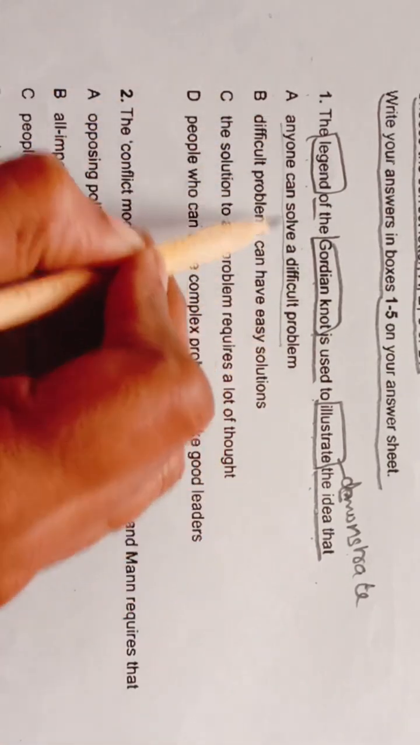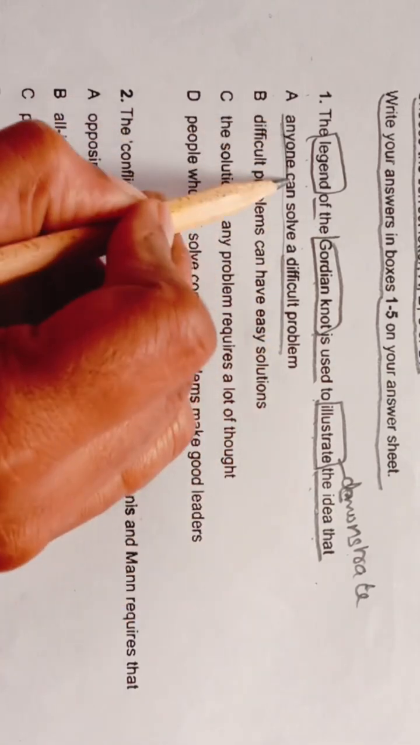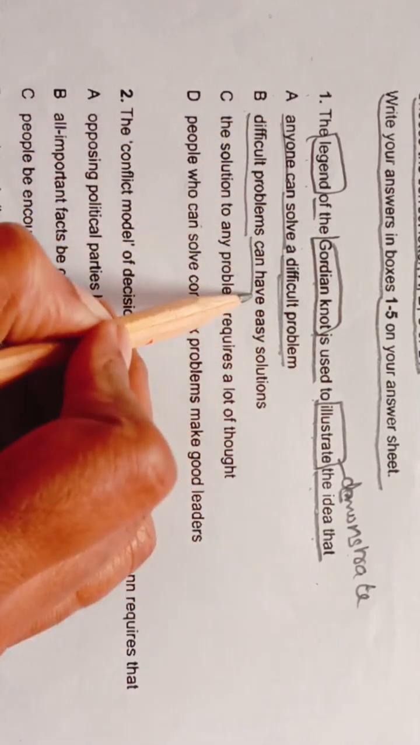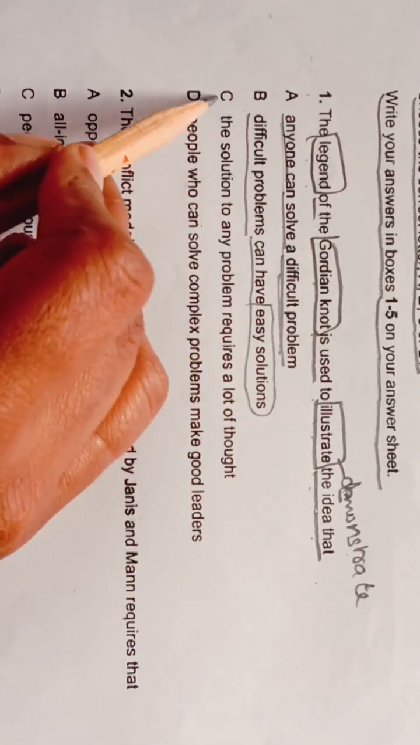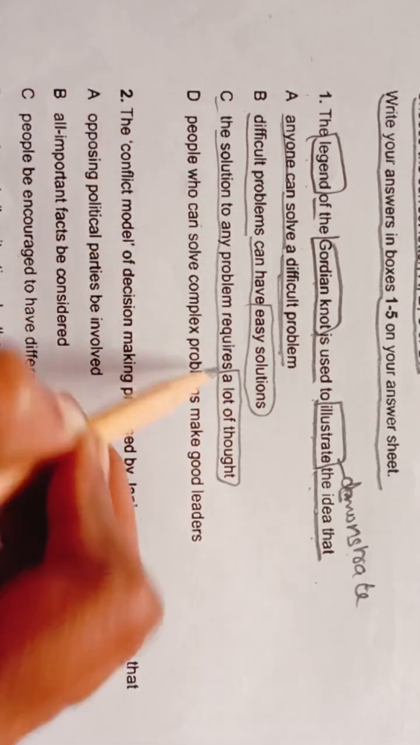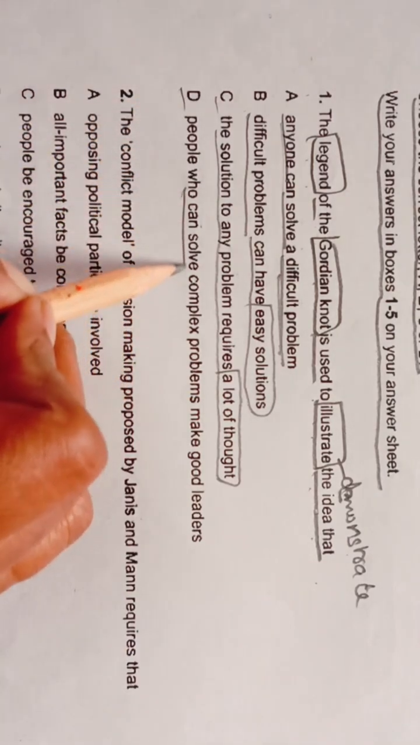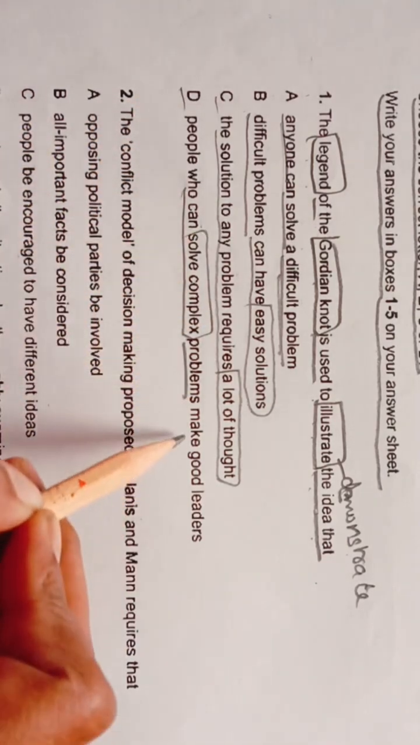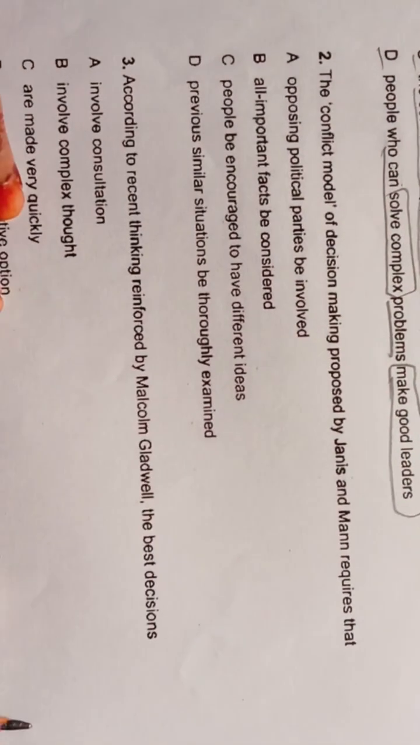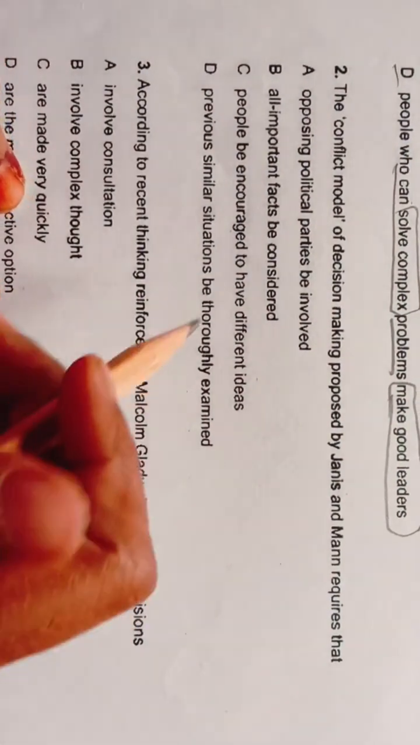can solve a difficult problem. B, difficult problems can have easy solutions. C, the solution to any problem requires a lot of thought. D, people who can solve complex problems make good leaders. Okay, so these are our keywords. Okay, so now let's quickly move towards our second question.